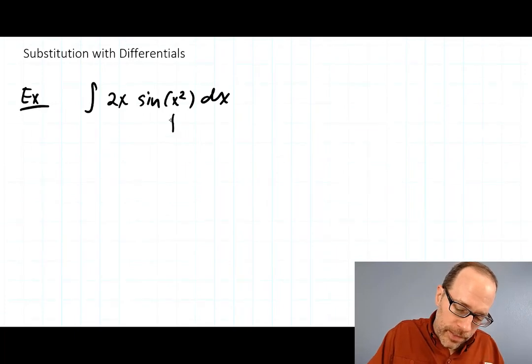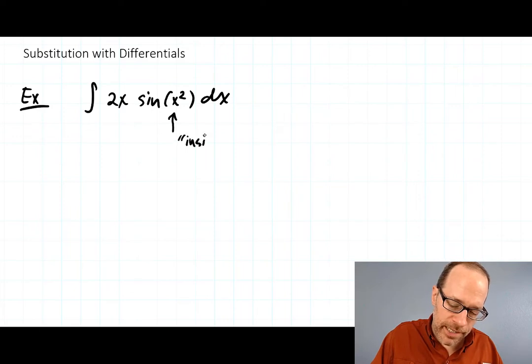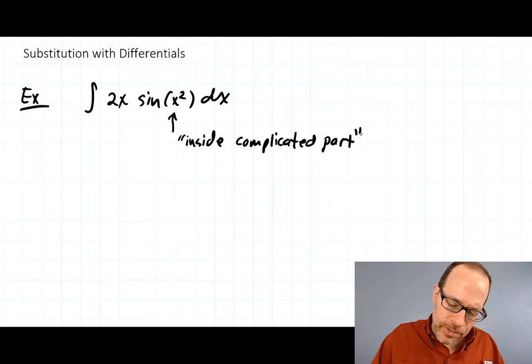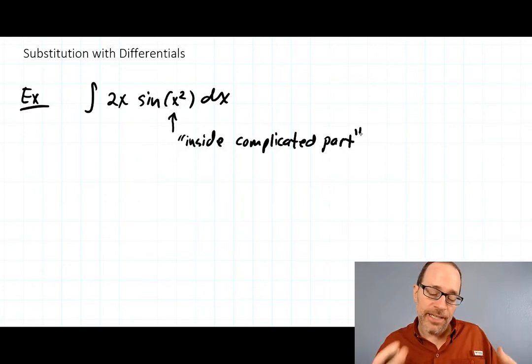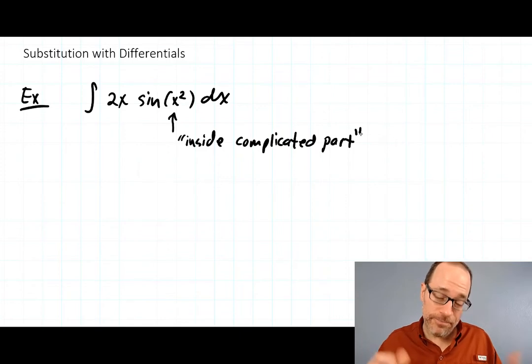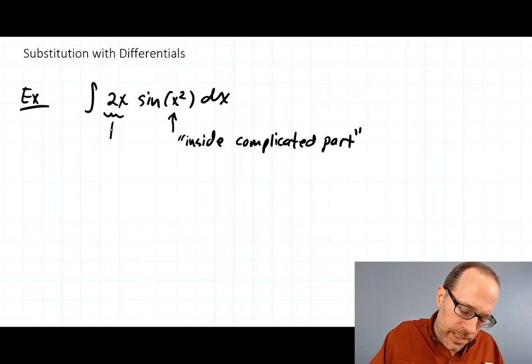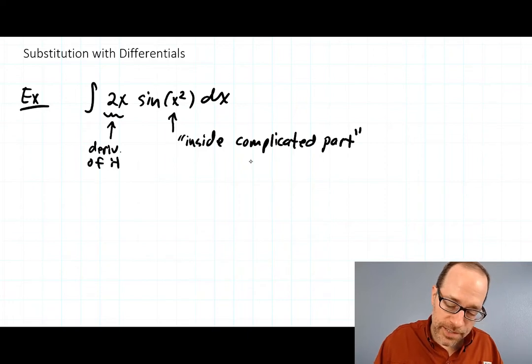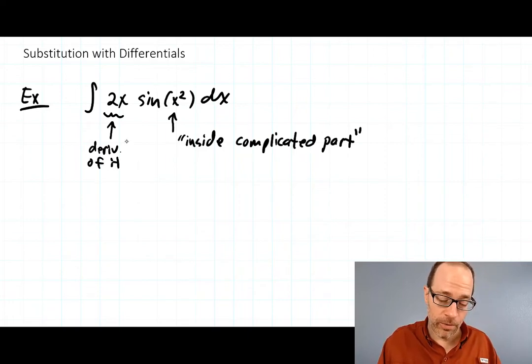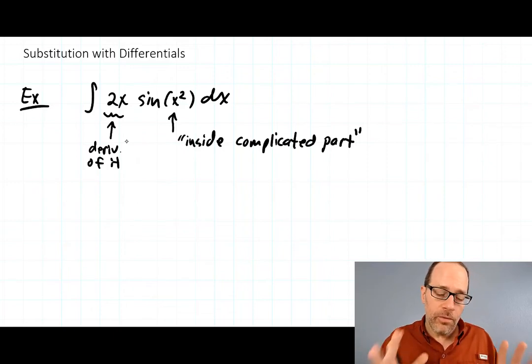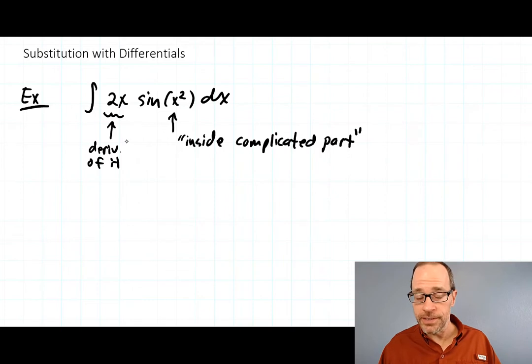What we're going to do is notice in our head that this part is the inside complicated part of what we're trying to integrate. In an ideal world, it'll be inside something. Not always, but ideally, in the easy cases, it'll be the inside complicated part. And whenever we see the derivative of the inside complicated part, 2x, or up to a constant multiple, it's always a scenario where we know we'll win with this technique.